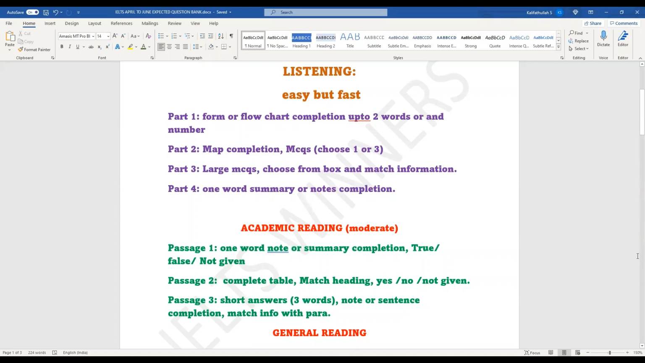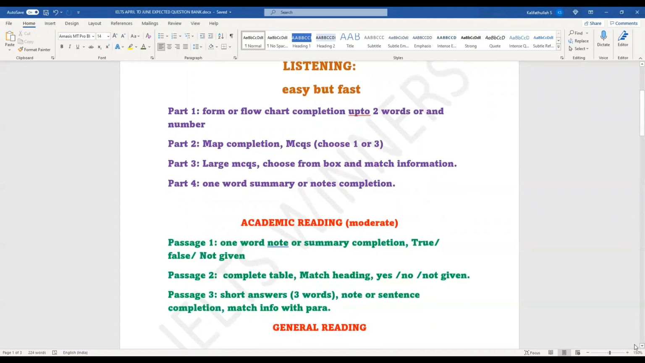Moving to academic reading, it is going to be moderate. The reading for academic is going to be moderate. In passage 1, you may get note or summary completion, that is 1 word note or summary completion, and you'll get true, false, not given. So reading the question, whether it is true, false, not given, or yes, no, not given, has to be very clear, because in passage 2, you may get yes, no, not given as well. So be clear with the question prompt.